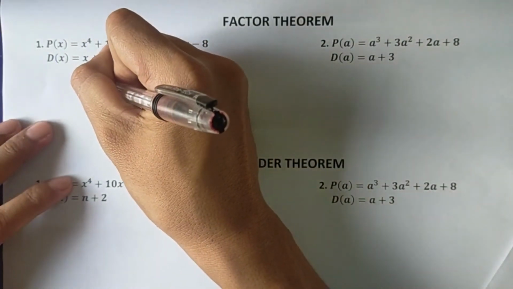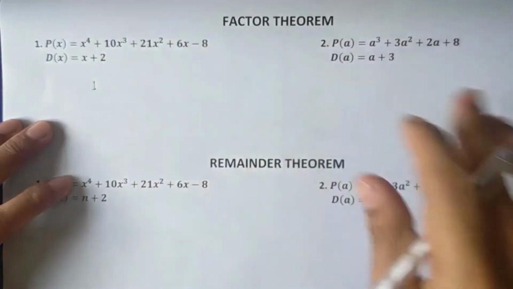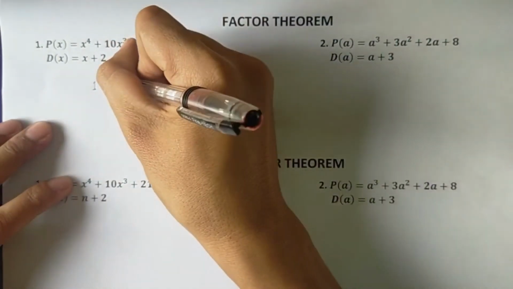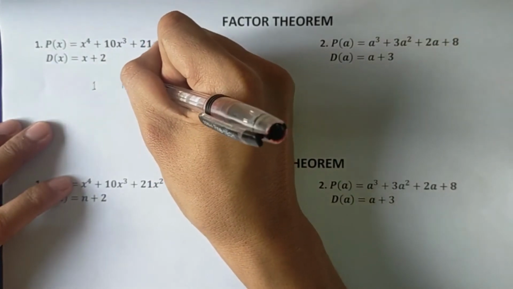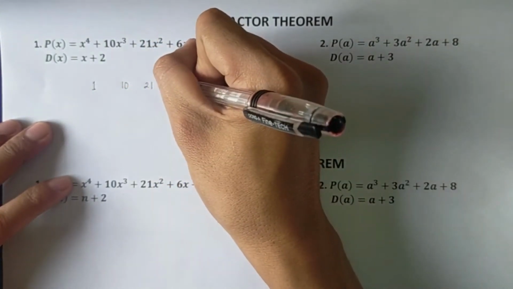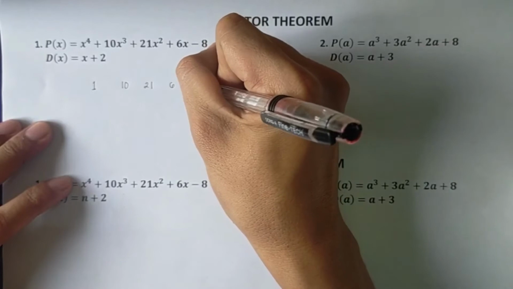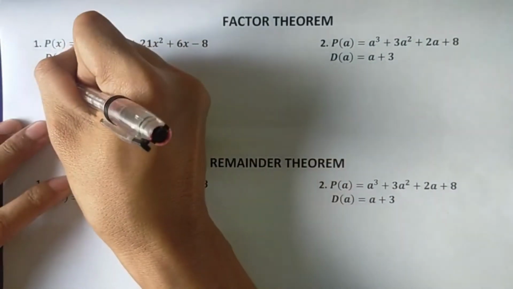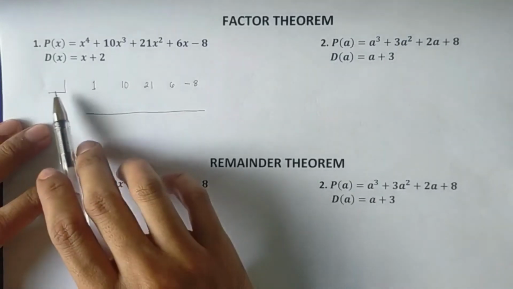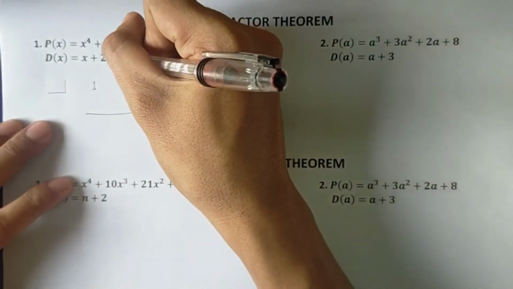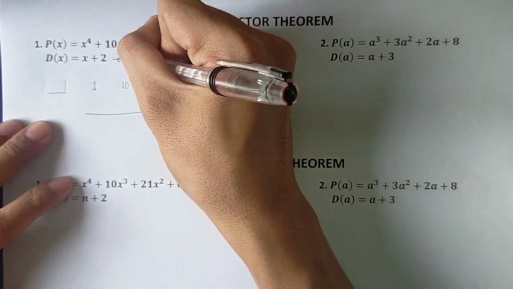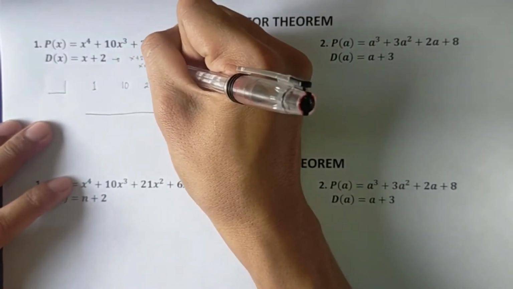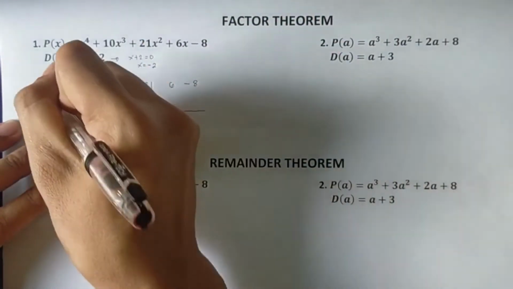So we are going to get the numerical coefficients, which are 1. Next is 10. Next is 21. Next is 6. Next is negative 8. And then what should be the number to be written here? That comes from d of x, which is x plus 2 equals 0. So x equals negative 2. So here is negative 2.